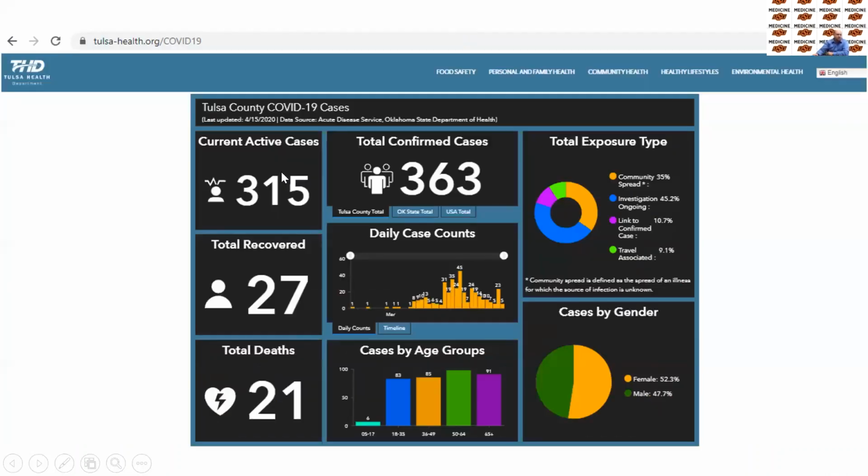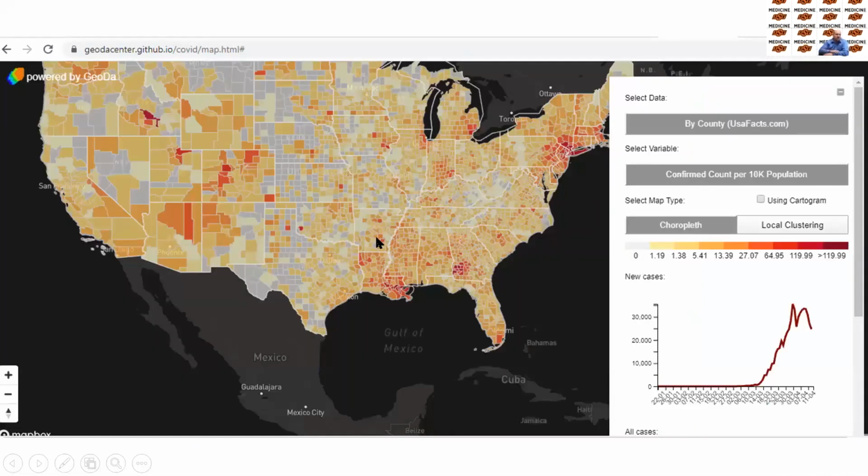Oklahoma. This is the Tulsa County website, which actually is updated every day as well. Again, it gives you a sense of the number of cases, the number of active cases, and the spread by gender. This is a very helpful map.